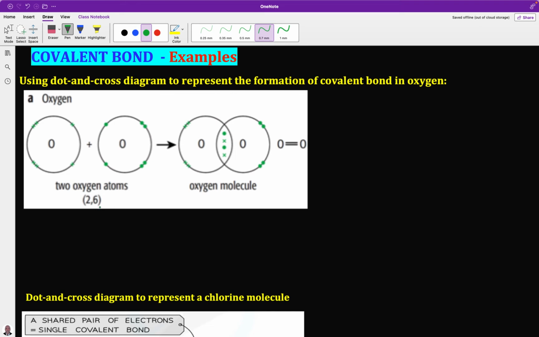As I told you, with 6 electrons, it is unstable. It makes the atom unstable. So oxygen will need to bond with another oxygen. But for bonding to occur, for covalent bond to occur, what must happen? The first thing is, the covalent bond will occur mostly between nonmetals.